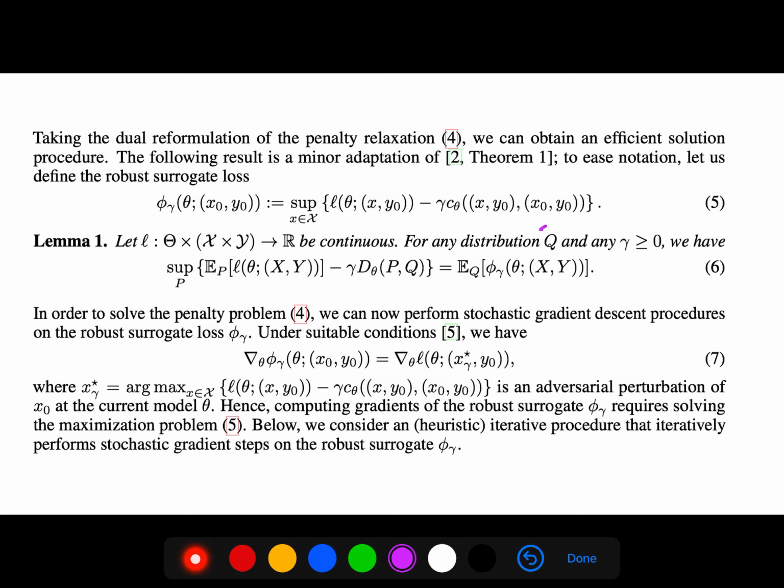So for any distribution Q, we have this relation. This is a lemma that the supremum of the expectation of loss minus gamma times the distance is the expectation of phi. And phi is just, we have defined it, we call it the robust surrogate loss, which is the supremum over this loss minus gamma c theta. And c is the cost of transferring from x and y0 to x0, y0.